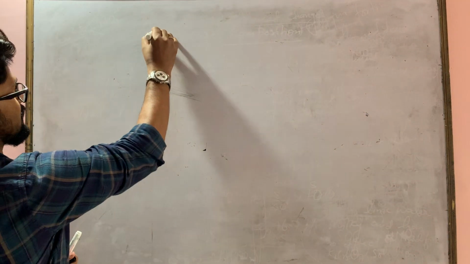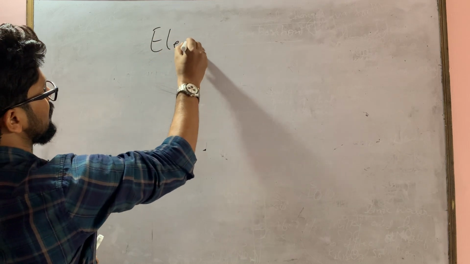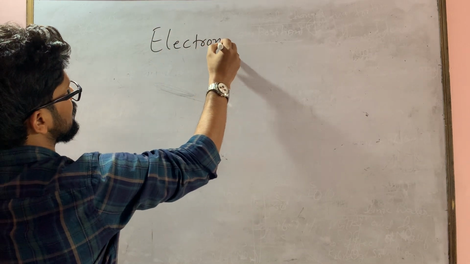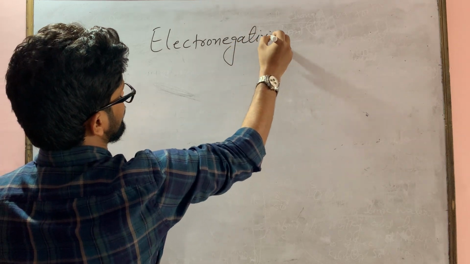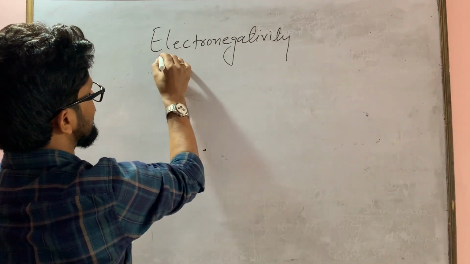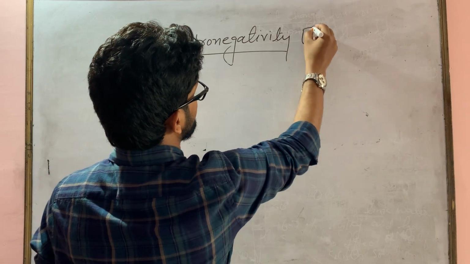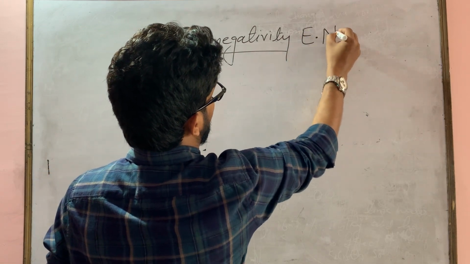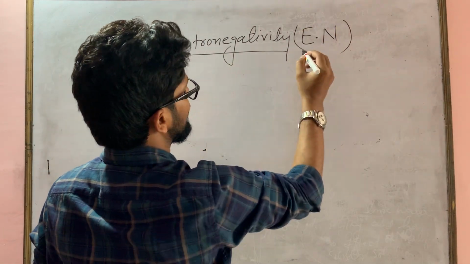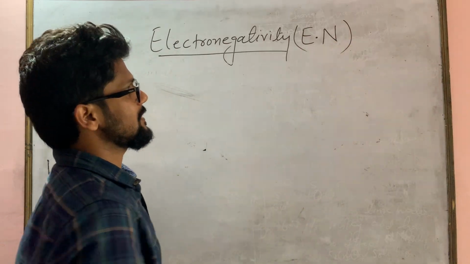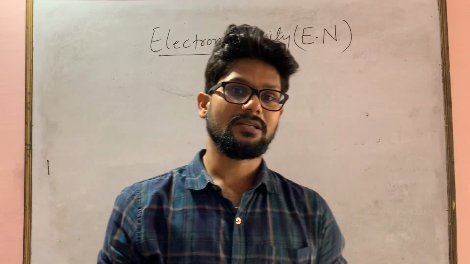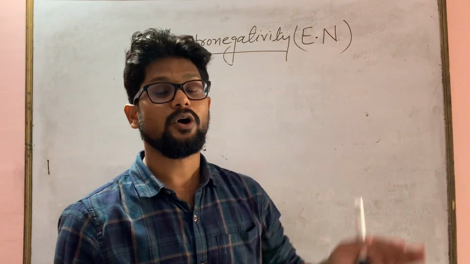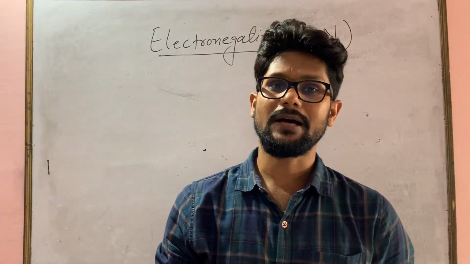The topic is electronegativity. In short, it is denoted by a capital E and a small n. Don't write the symbol in small letters, or you will not get marks in the board exam.